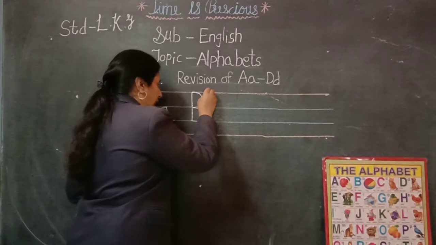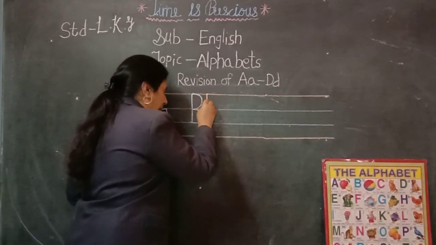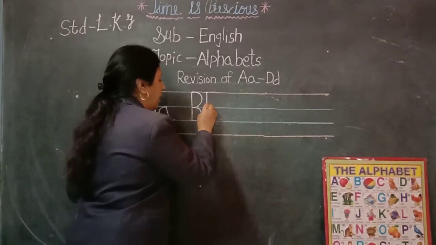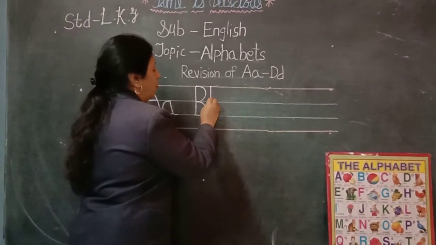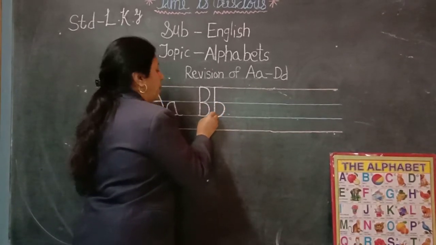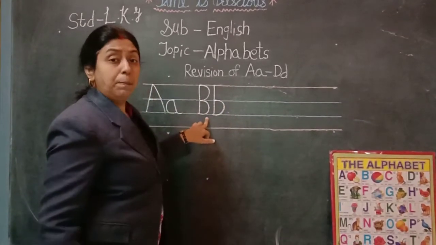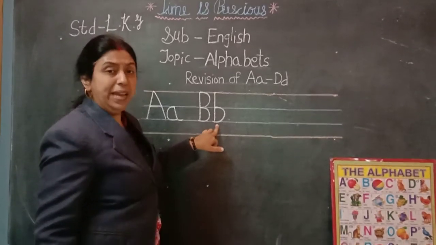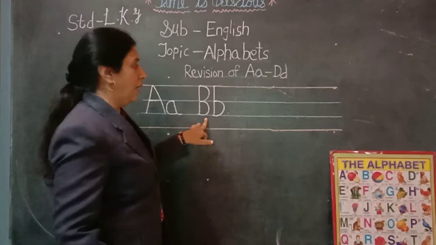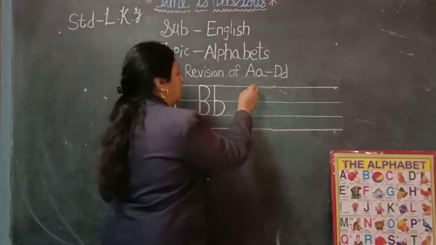Now write a small b. Make a standing line from the red line to the second blue line and a curve from the first blue line to the second blue line. Which letter is this? Capital and small b. B sounds B.